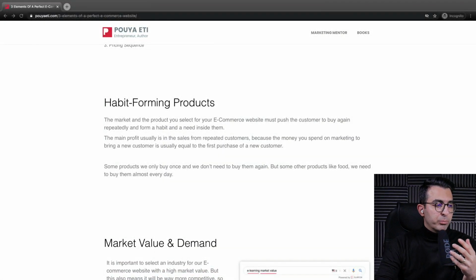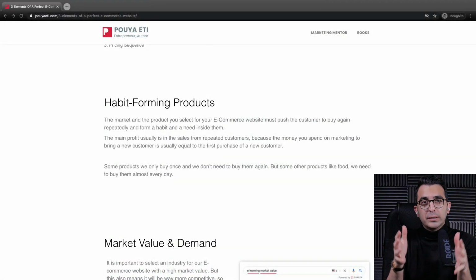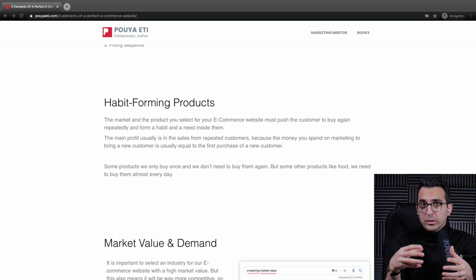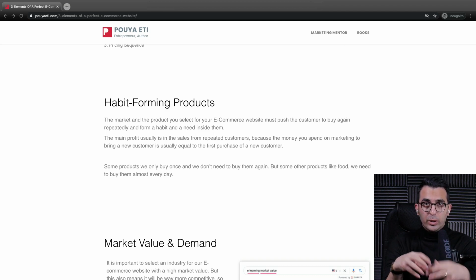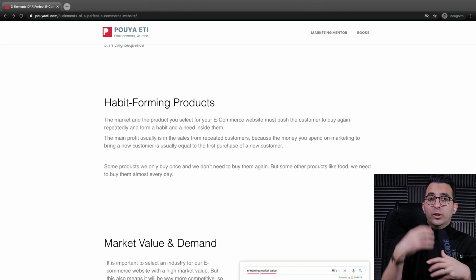So from habit forming products, I mean, you need to select the type of products that people need over time. For example, let's say Apple. Apple creates different products and they upgrade each product every year. So they create some kind of habit for people that, all right, we need to buy the new one. They release a new iPhone every year, and people who had iPhones before, some of them upgrade to the new ones. So they create this kind of habit, this need to upgrade to the new one.